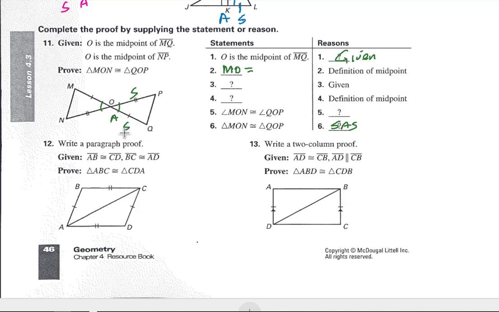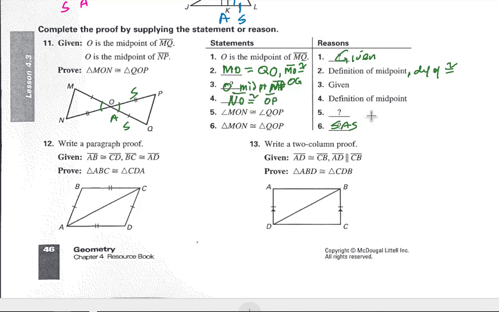With O being the midpoint, that tells us that segment MO and segment QO are going to be congruent to each other. That gives us two sides congruent with each other. Looking at the next one, we're going to say that O is the midpoint of the other segment NP. So that means that ON and OP are going to be congruent to each other. That gives us another side.